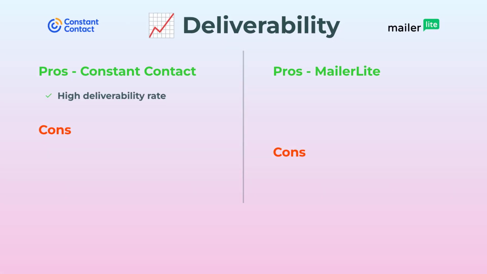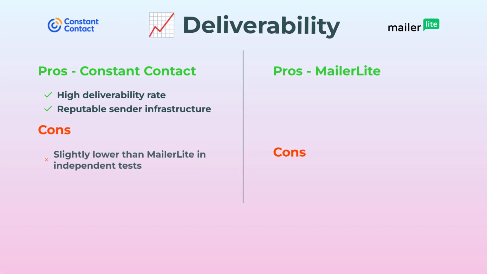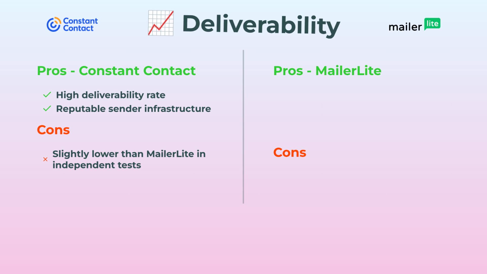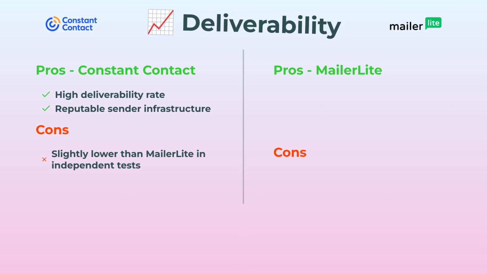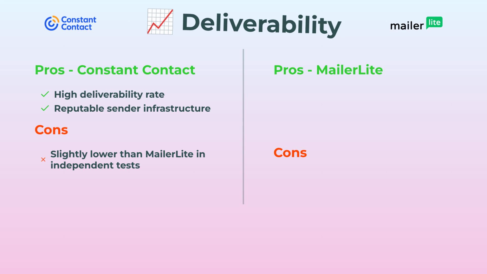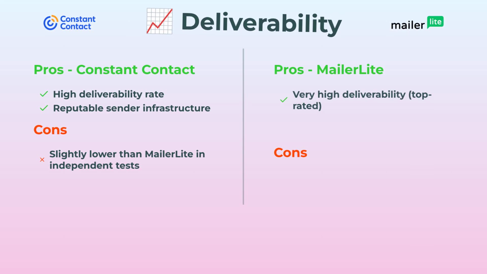Next up, deliverability. I mean, you can have the fanciest emails, but if nobody gets them, what's the point, right? So Constant Contact actually rates pretty high for deliverability. They're known for being reliable and have solid sender infrastructure. But according to independent tests, MailerLite edges them out just a bit.